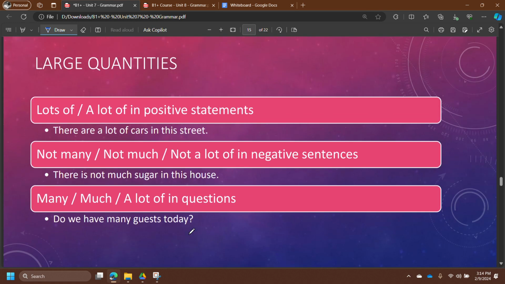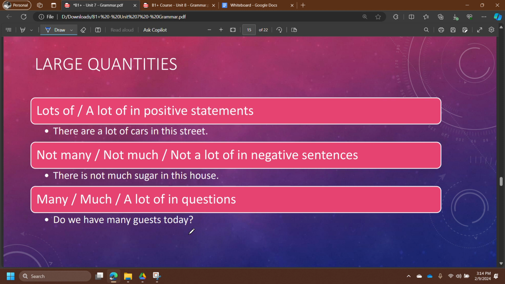Okay? So what about large quantities, when you talk about big numbers? We use a lot of in positive statements. For example, there are a lot of cars in this street. And we use not many, not much, and not a lot of in negative sentences mainly. Again, there is not much sugar in this house. Or we can also use many and much and also a lot of in questions. For example, do we have many guests today? The answer can be yes, we do, or no, we don't.